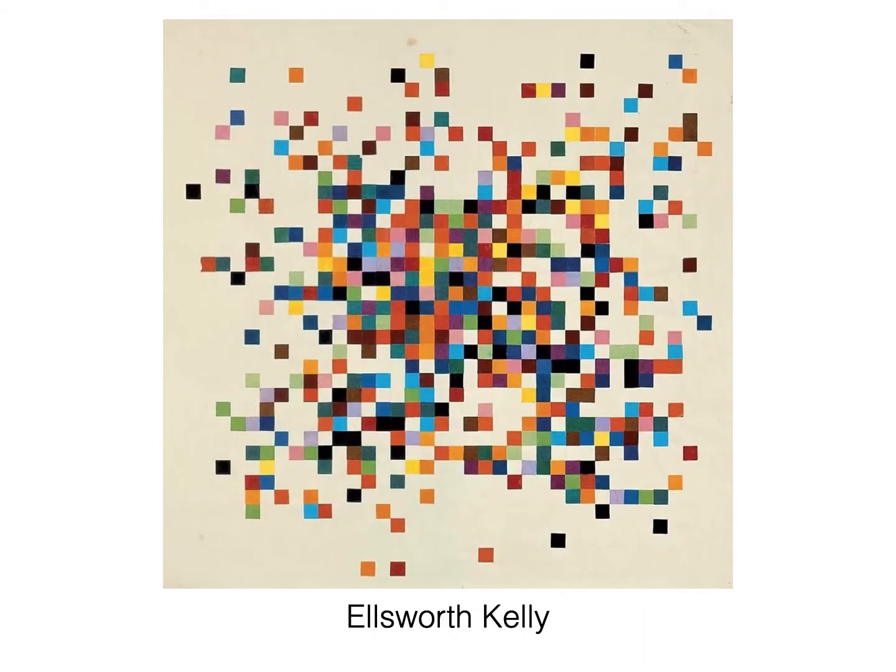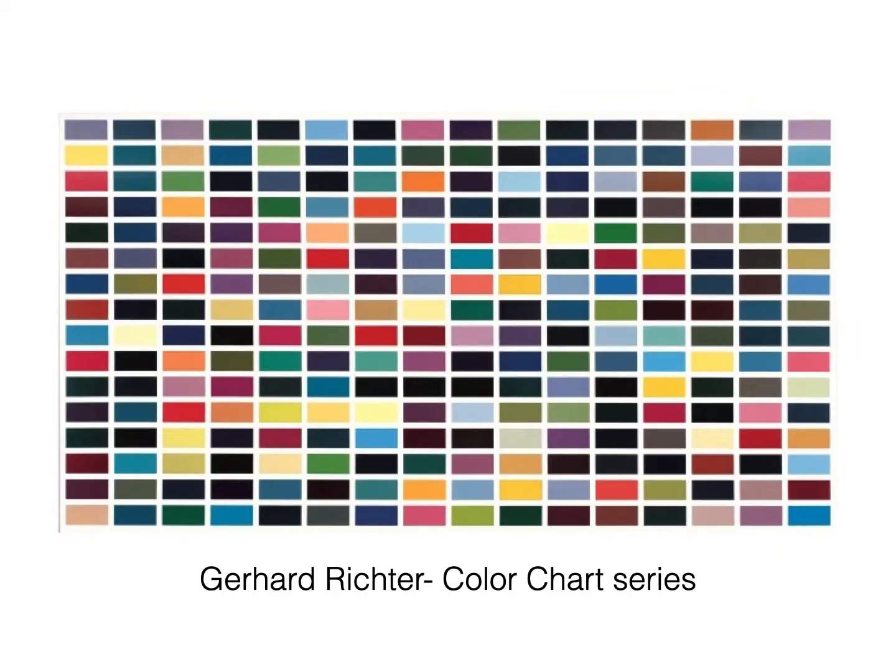Ellsworth Kelly, I'm showing you some of these paintings that take on this idea of randomness of color, a color chart idea. Here's another one by Gerhard Richter. We would have seen this if we had made it to the Met this season. This is the idea of the commercial use of color as a color chart, the randomization of it.